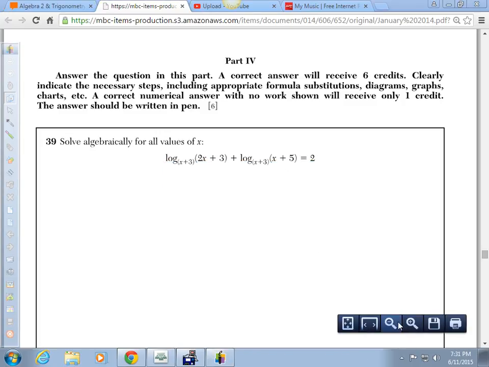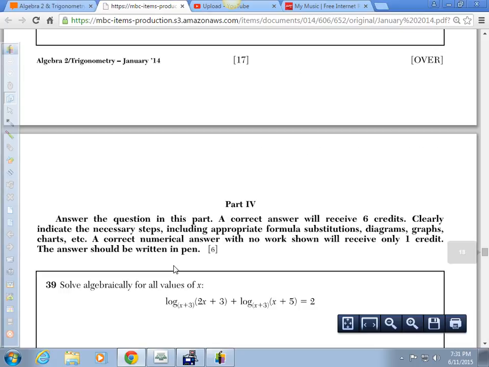Alright guys, I'm going to go ahead and get started. I need you to refresh my memory though. Were we on the January 2014 exam? Is that correct?